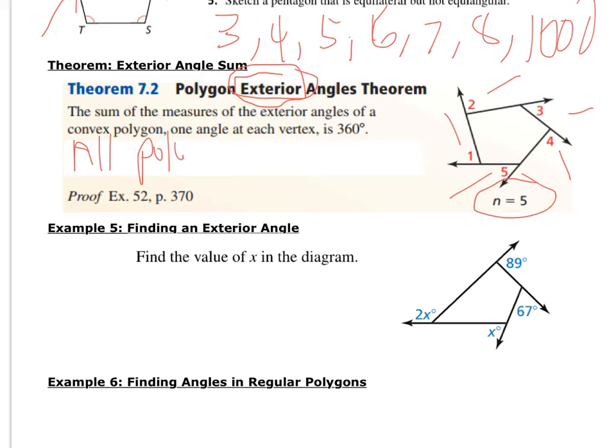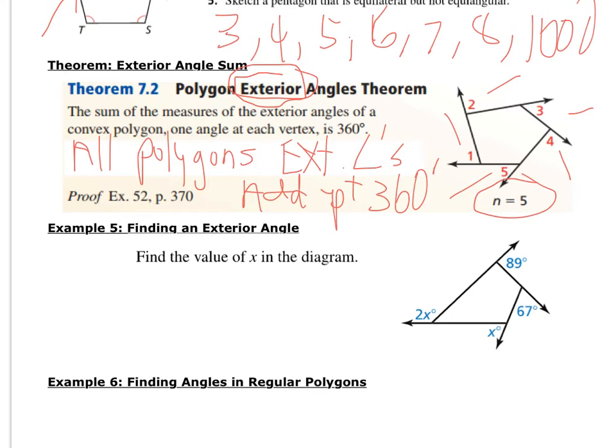So in this box, all polygons, I mean, there's no formula. All polygons, the exterior angles, and I'm going to abbreviate, the exterior angles add up to 360. It doesn't matter the number of sides. No, it does not matter. Okay?